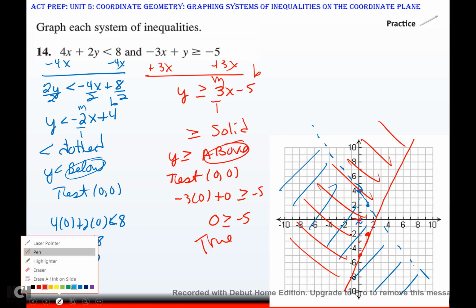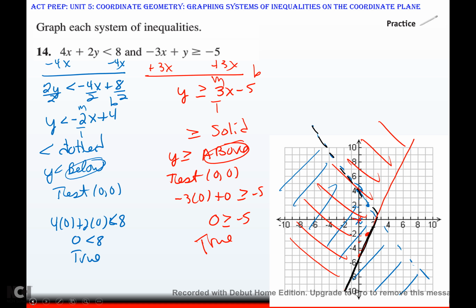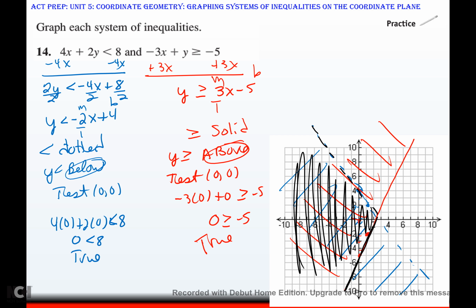And now your final answer is where the shades overlap. Well, that's between this solid boundary and this dotted boundary, and everything in between, because that's where the shadings overlap. So any point in this section will be a solution.